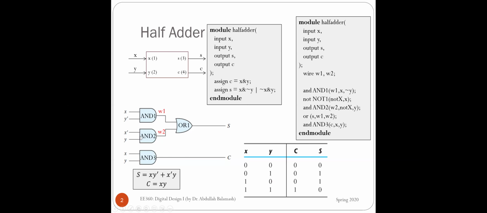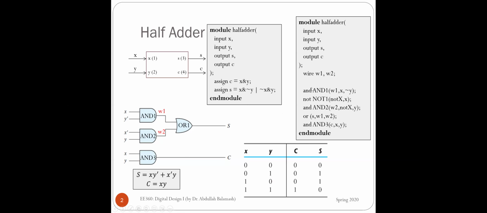We'll have an AND gate, and we name it AND2. The output of this gate is W2. The inputs are not X and Y. What is not X? Not X is coming from this inverter. So instead of tilde, we use an inverter. We have a not gate called not1, the input is X and the output is not X.